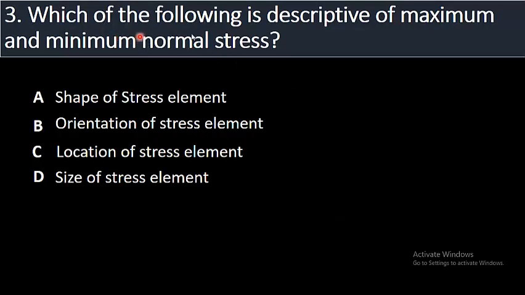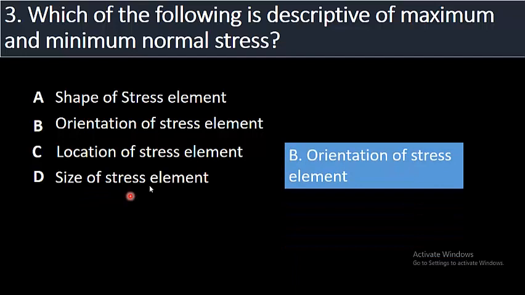Third one: which of the following is descriptive of maximum and minimum normal stress? Option A shape of stress element, option B orientation of stress element, option C location of stress element, and option D size of stress element. The right answer is option B, orientation of stress element.